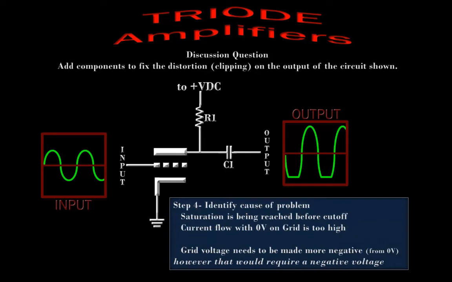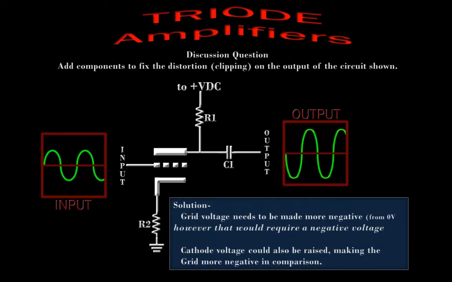So one option would be to make the control grid more negative. Unfortunately, we don't have any negative voltages in the circuit right now, so that would be difficult to do. However, what's really important is the relationship of the control grid to the cathode. The electrons leave the cathode. All they know is the voltage they came from and the voltage they're heading toward. So we could make the control grid more negative, but we could also make the cathode more positive. And that would do exactly the same thing as far as the electrons are concerned as if we made the control grid more negative.